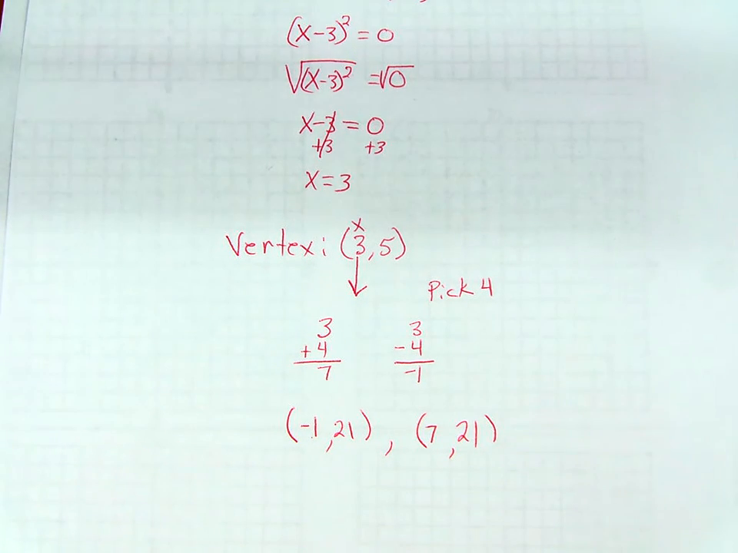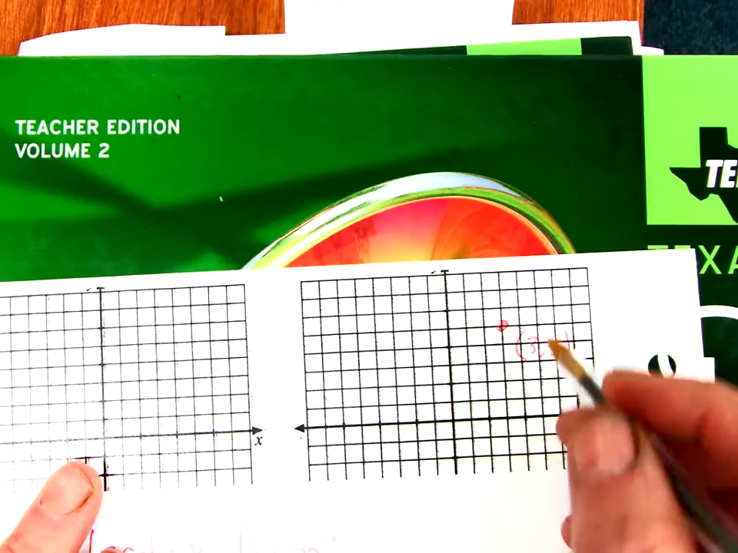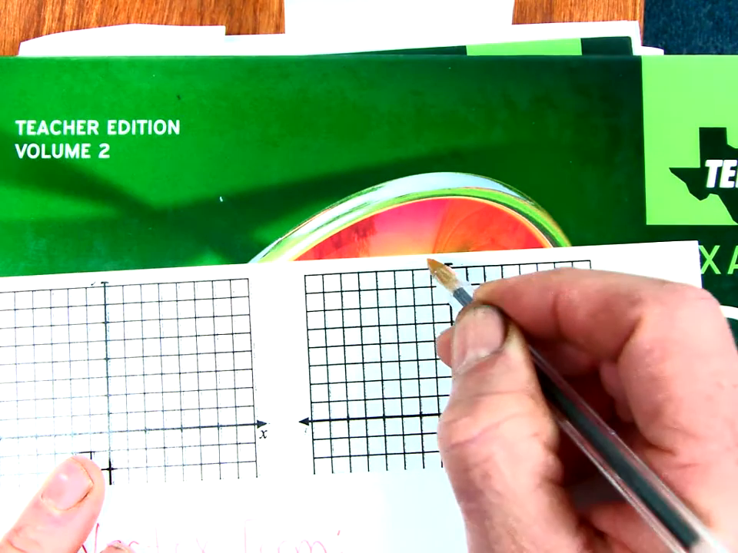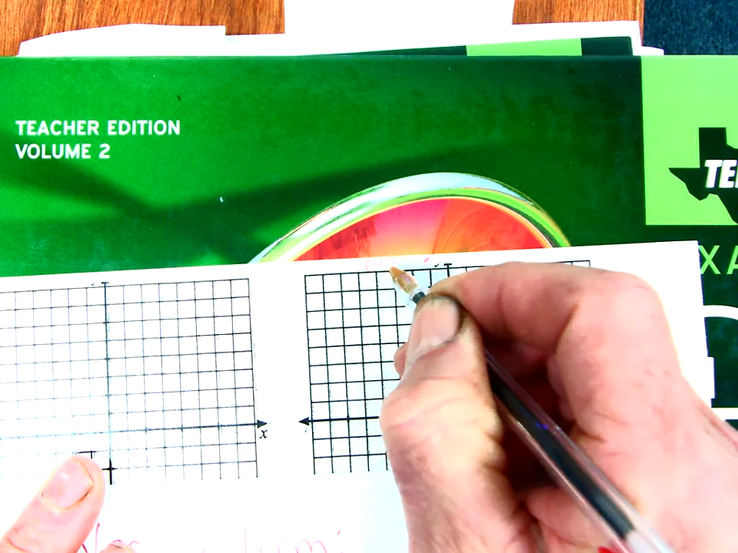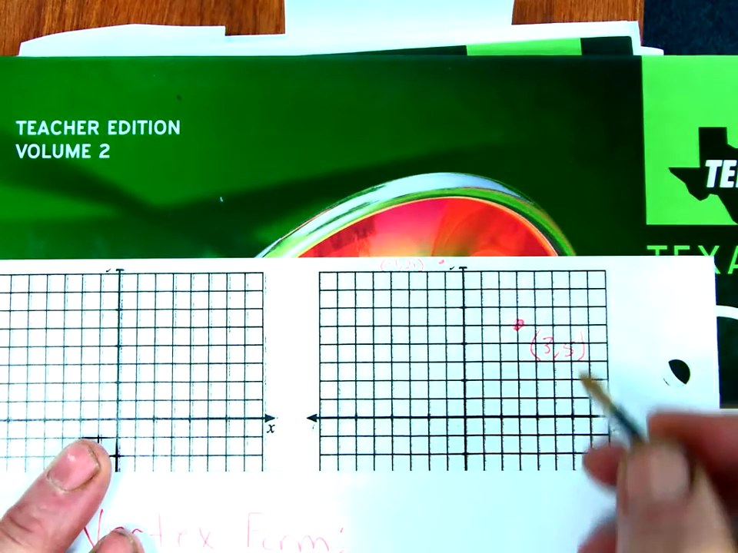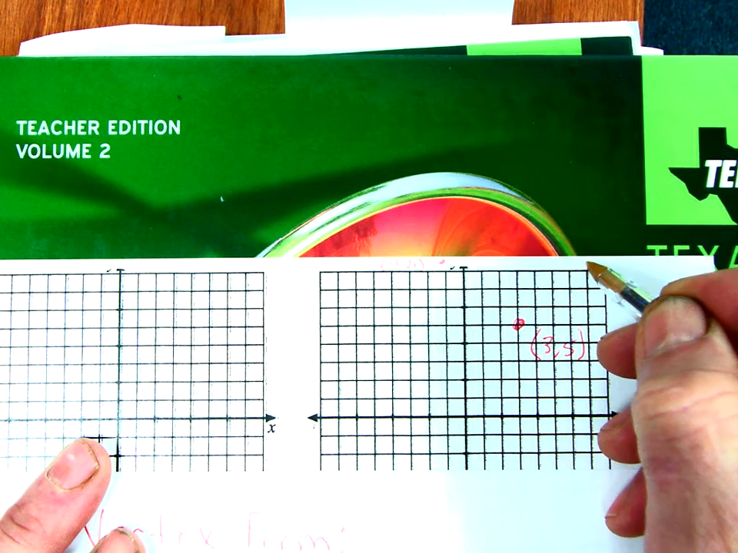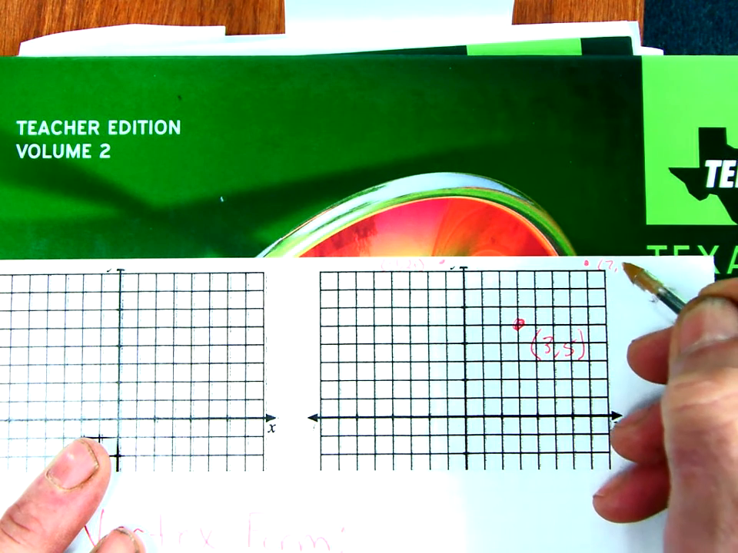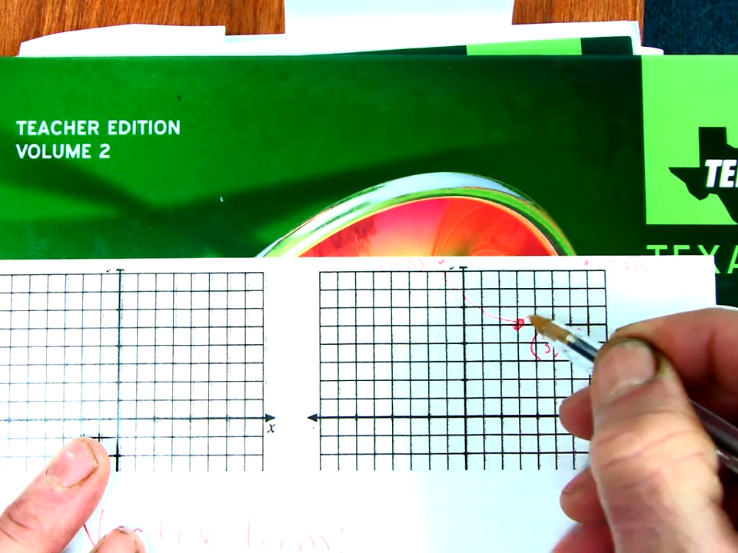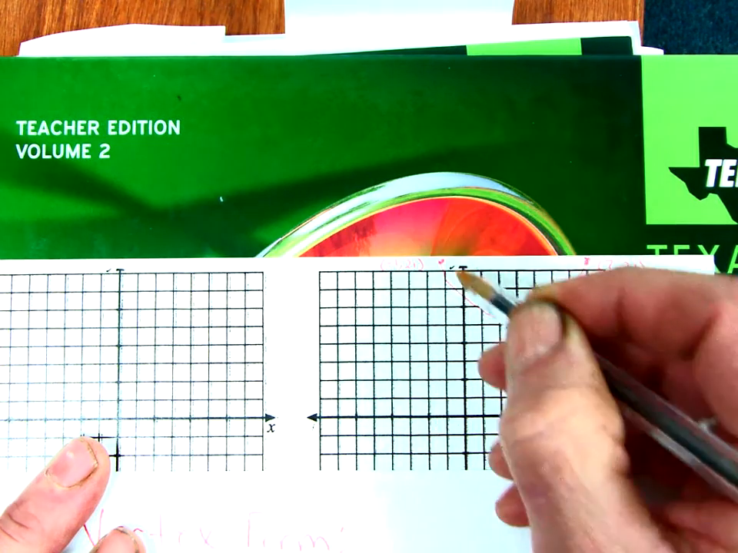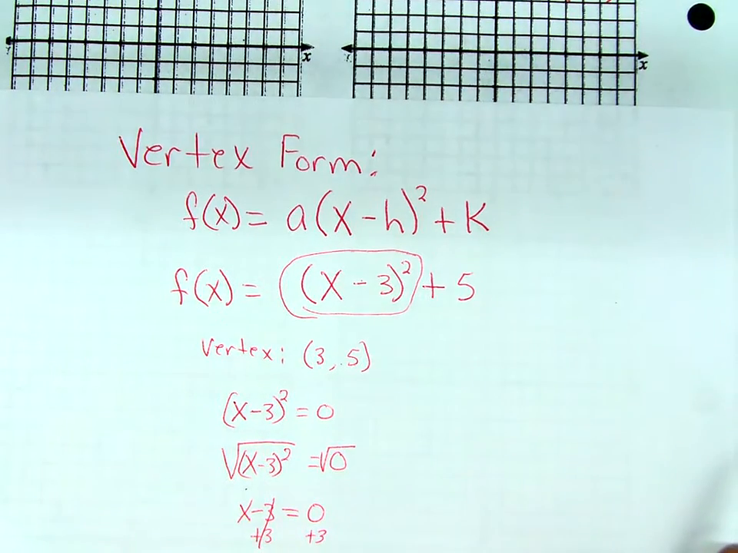Well, you know what I did. I ran out of room on my graph because I picked numbers too far away, but let's see. -1, 21 is way up there. -1, 21, and 7. There's 3, 4, 5, 6, 7. 21 is way up there. And I can connect all three of these with the U shape. And that's it. That's why we love the vertex form.